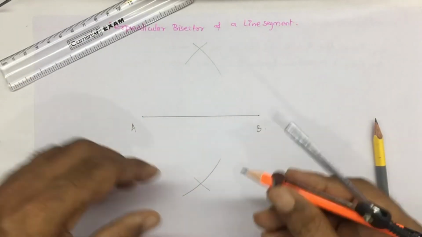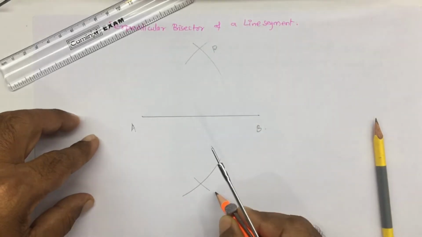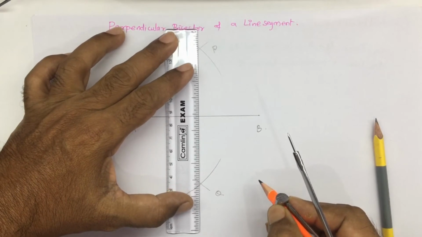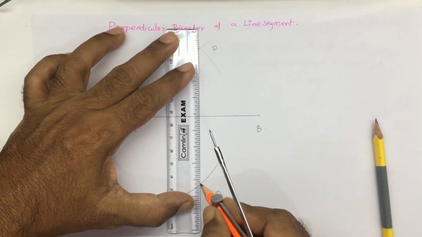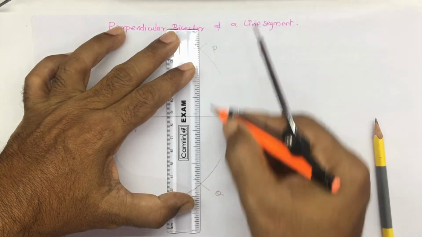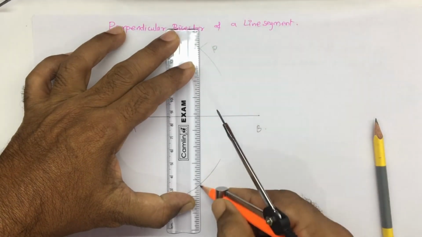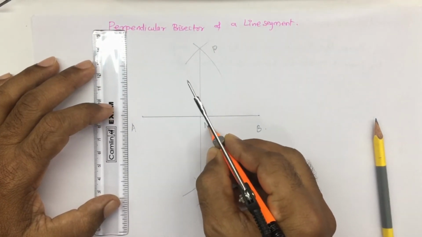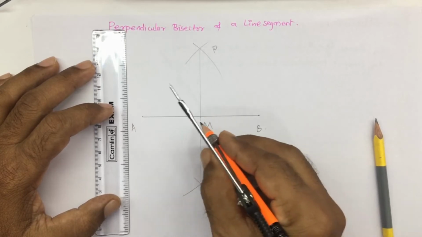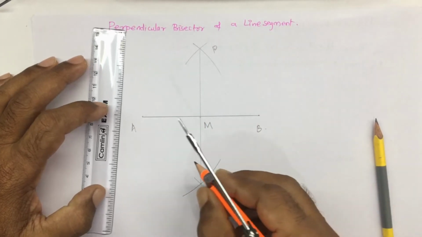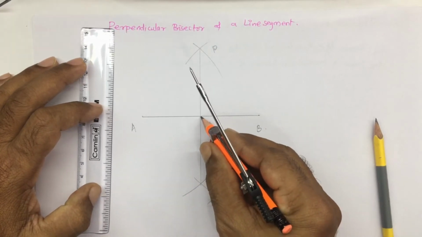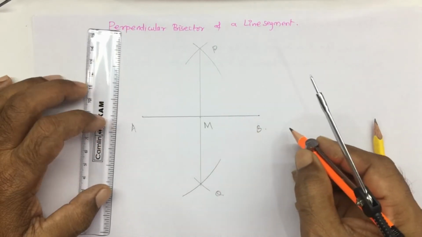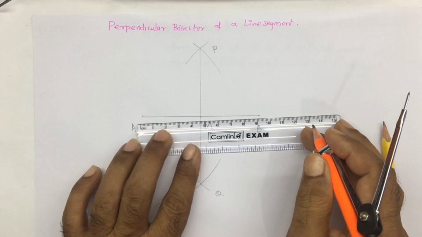Now, we got 2 points here, say this is P and this is Q, and now join this P and Q using the straight edge. You see this properly and then join them. If you want, you can extend it, but our concern is to see the point of intersection of this line. This PQ is perpendicular and it is meeting at point M, and PQ is the perpendicular bisector of AB.